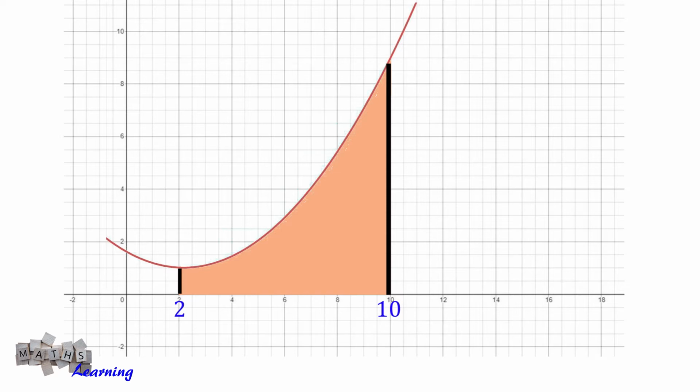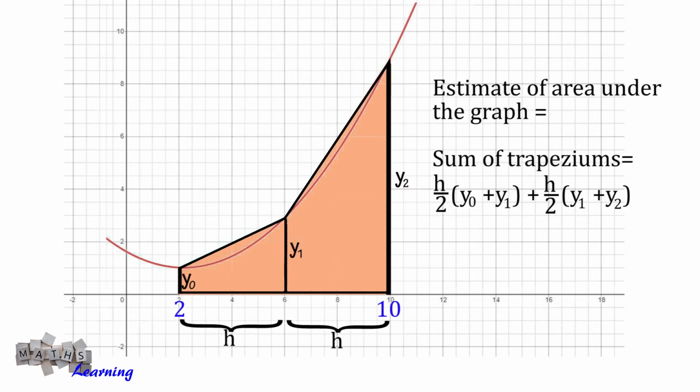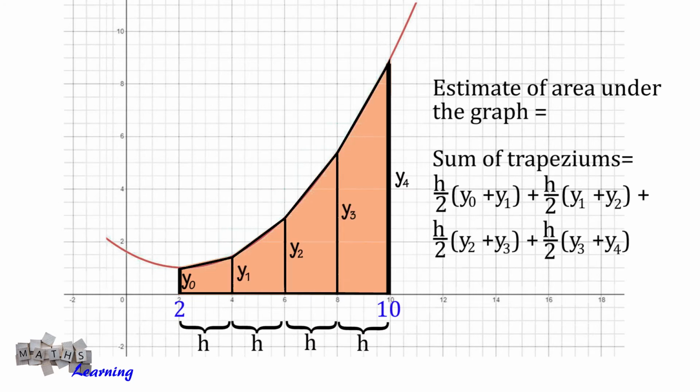With such a graph, we could get an estimate of the area by calculating the area of the trapezium formed as shown. This would be an overestimation since we have included more of the area than what we are trying to evaluate. A better estimation would be if we split the distance between x equals 2 and x equals 10 into 2, creating two equal strips, and work out the area of the two trapeziums formed as shown and add them together. As you can see, this gives a better estimation since we have followed the slope of the graph a bit better. Obviously, if we were to divide the distance between x equals 2 and x equals 10 into more equal strips, we would get a progressively better estimation of the area.